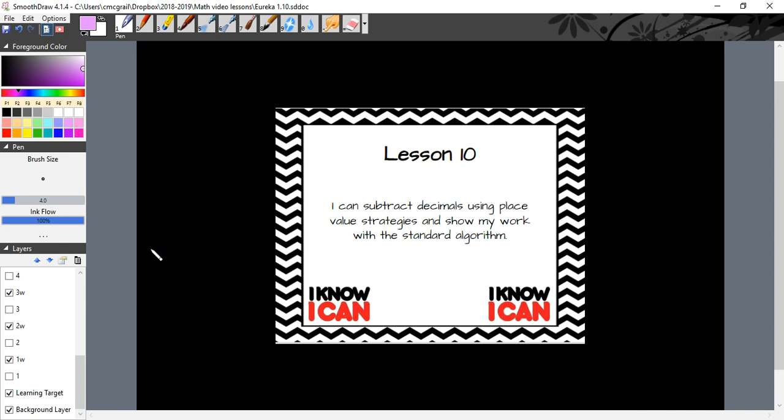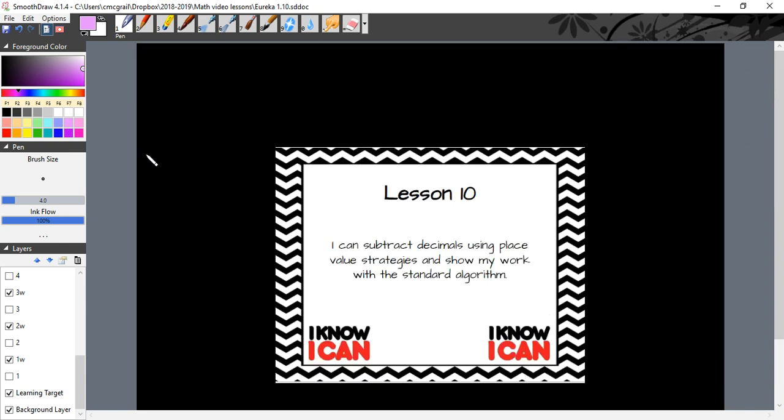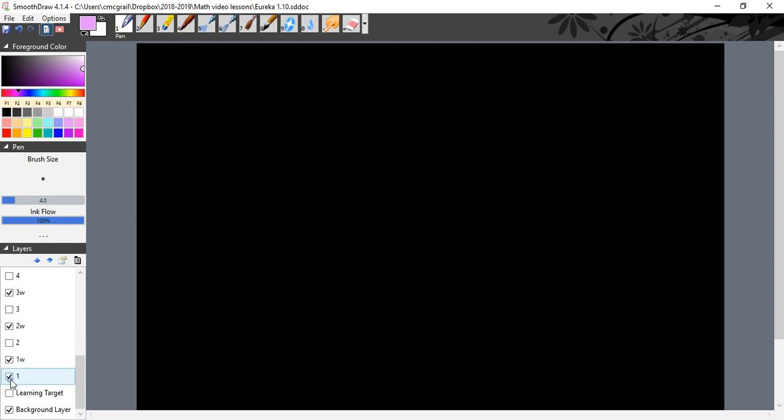Here is our learning target. I can subtract decimals using place value strategies and show my work with the standard algorithm. So this is very similar to what we did yesterday, except we're subtracting. We're going to be using the same materials. So we will have a place value chart, and we will also have a notebook to show our work with the standard algorithm. Let's get started.